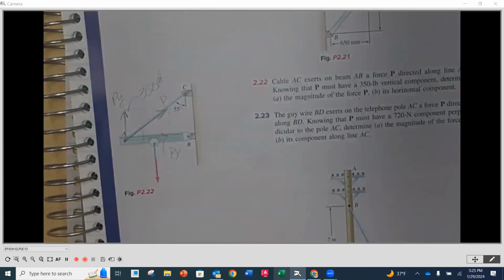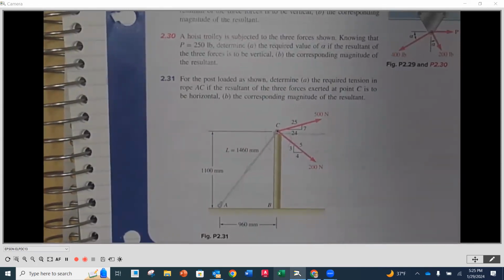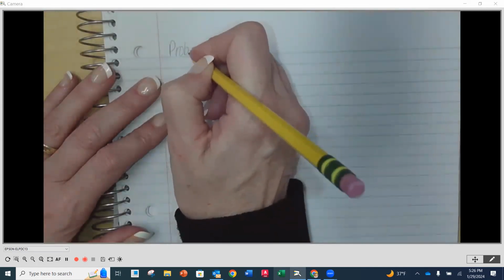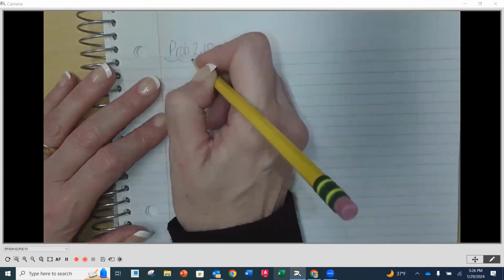So that's number 22. And then our last problem in this portion is number 31. And we'll look at that after we look at 18. 18 and 26. So if you have already done 18, that's awesome. But if you haven't, then now's a great time to follow along with me. We're going to be going through and taking this step by step, making sure we've got good process for problem 2.18 and 2.26.